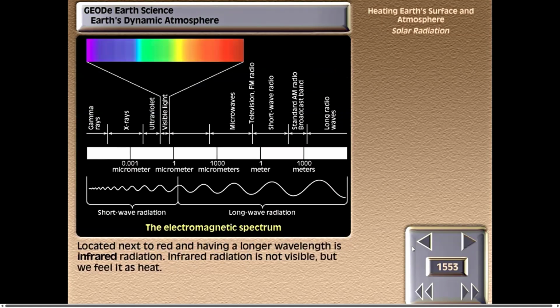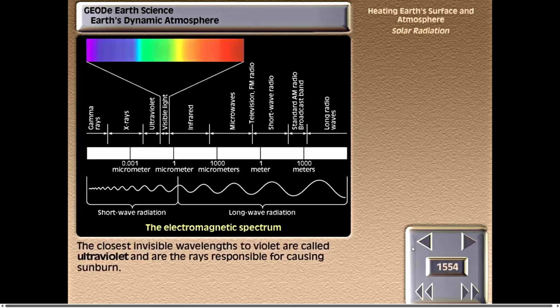Located next to red and having a longer wavelength is infrared radiation. Infrared radiation is not visible, but we feel it as heat. The closest invisible wavelengths to violet are called ultraviolet and are the rays responsible for causing sunburn.